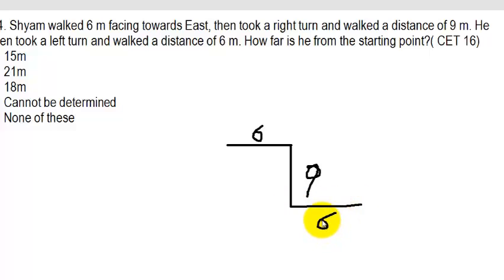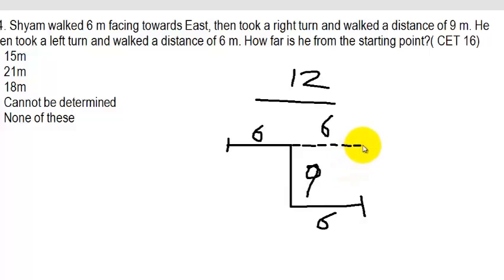Now the question asked is, how far is he from the starting point? This is his starting point, this is his ending point. What is the distance from the starting point? We know this is 6, this is 6. When you match this, this will be 6, which makes this entirely 12. Now this is 9, so this has to be 9.